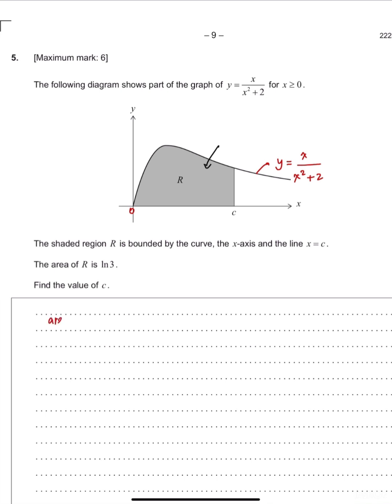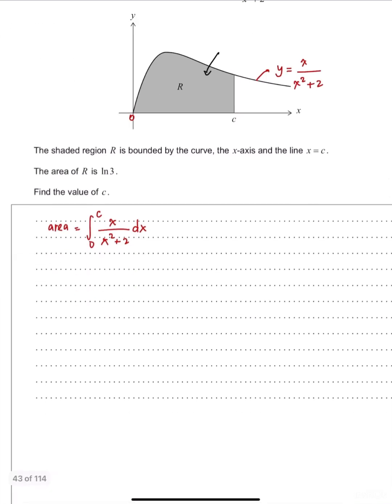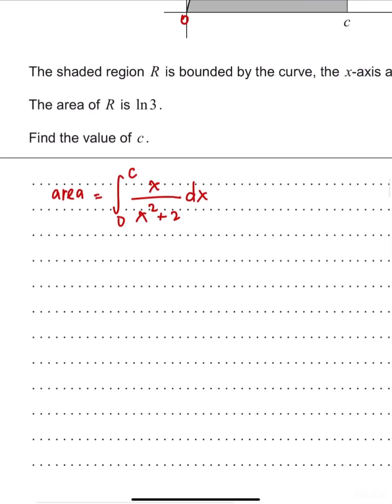So the area will be the integral from 0 to c of x over x squared plus 2 dx. In order to calculate this integral, we have to use the substitution rule. Let u equal x squared plus 2, so du equals 2x dx. It is just a shortcut, but the full detailed method is du over dx.